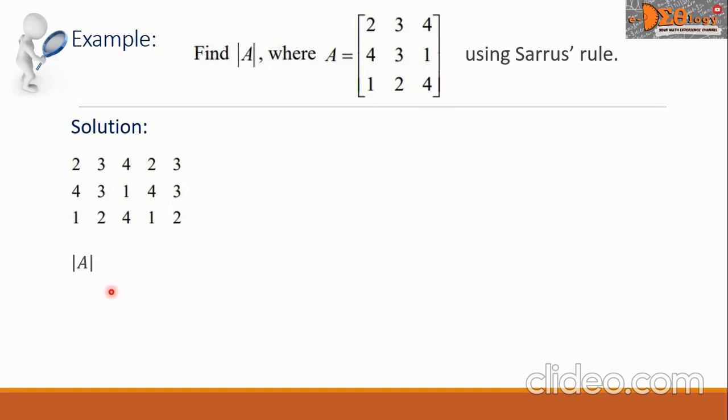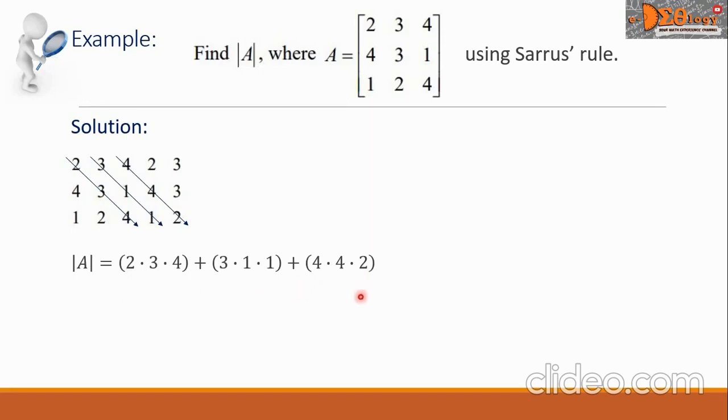Then we will evaluate the determinant. So we have now the three main diagonals. We will take the products respectively. So this is equal to 2 times 3 times 4 plus the product 3 times 1 times 1 plus the product 4 times 4 times 2.